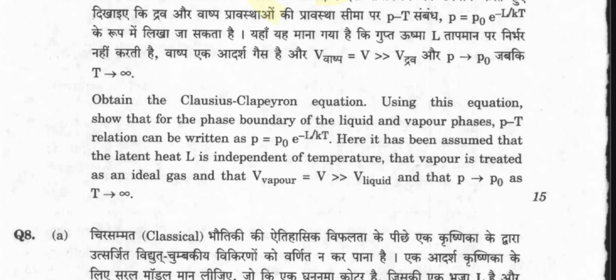Question number C is here. Obtain the Clausius-Clapeyron equation, and using this equation show that for the phase boundary of a liquid and vapor phase the P-T relation can be written as P is equal to P0 e to the power minus L by kT. Here it has been assumed that the latent heat L is independent of temperature, that vapor is treated as an ideal gas, and that V vapor is greater than V liquid, and that P is P0 as T tends to infinity. And question number 8 is here.